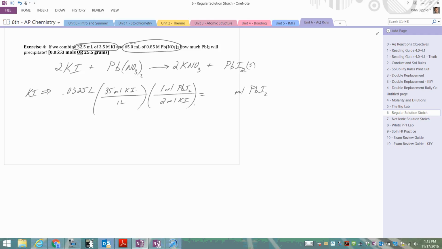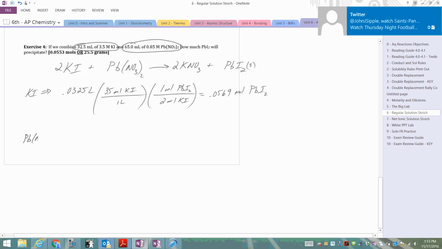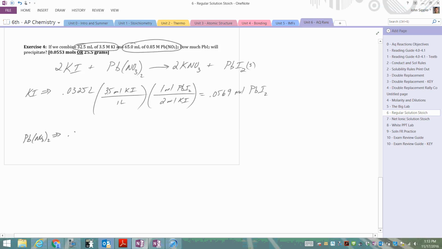All right, so we've got 0.0325 times 3.5 divided by 2. So I ended up with 0.0569 moles, it looks like. Okay, so we have to do this for the other reactant too, lead nitrate. Okay, so we got 0.065 liters. And we set it up the same way. We're solving for moles of lead iodide again to see which one produces the least amount.